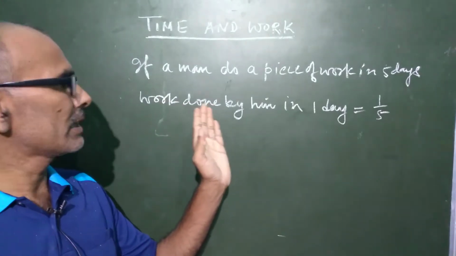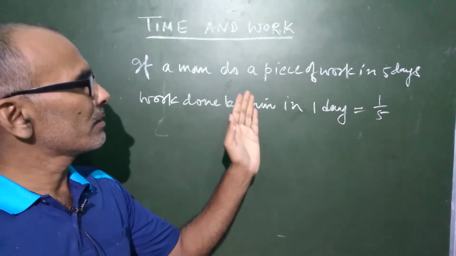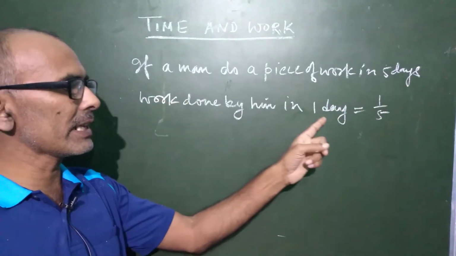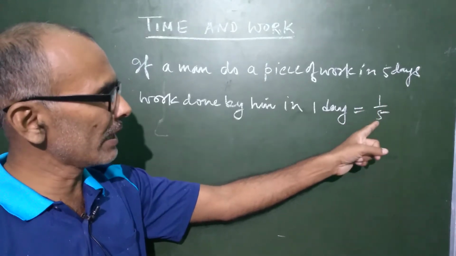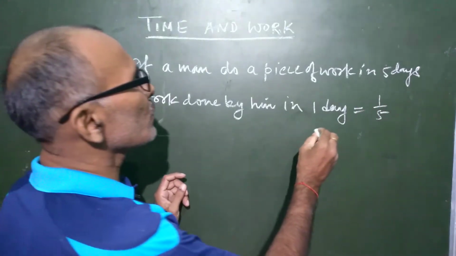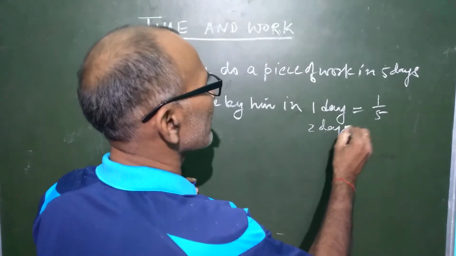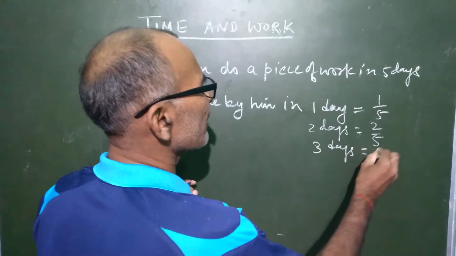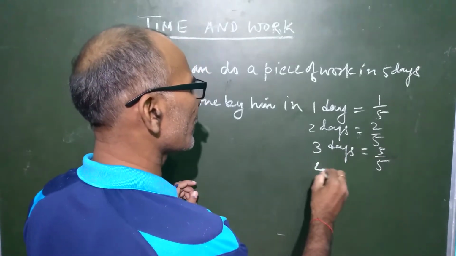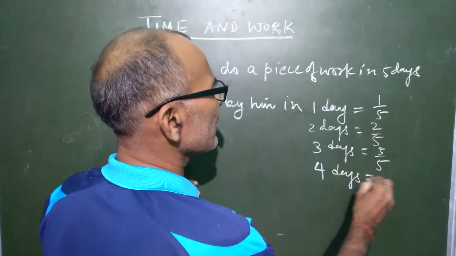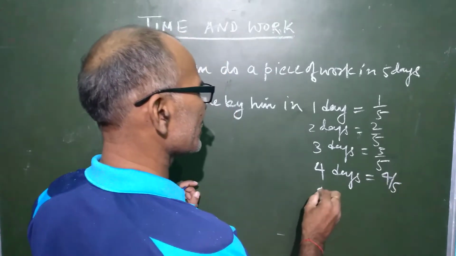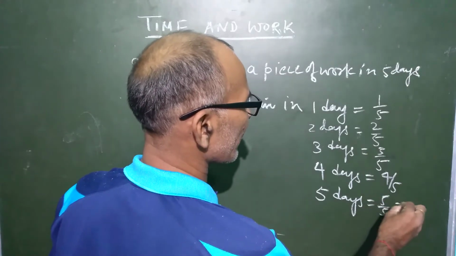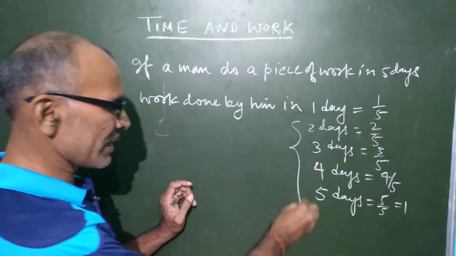If that man can do a piece of work in 5 days, then his work in 1 day will be equal to 1 by 5. His work in 2 days will be 2 by 5. His work in 3 days will be 3 by 5. His work in 4 days will be 4 by 5, and his work in 5 days will be 5 by 5, that is 1. So students, this part is very important.